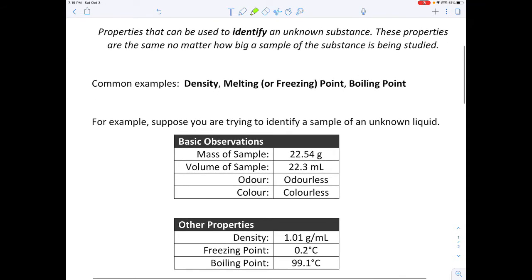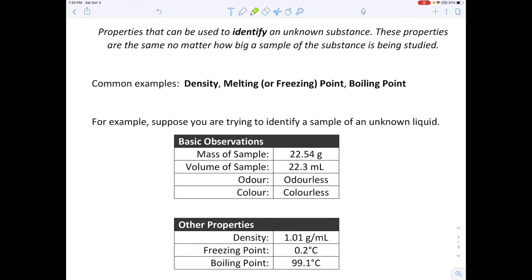Just as an example here, you've got a data table, you've got an unknown liquid you're trying to identify, and you've measured the mass of the sample, you've measured the volume of the sample. Think about that for a moment. If I told you that I have 22.54 grams of an unknown liquid, and then I said, guess what liquid it is, you would laugh at me, right? Because any liquid could have that mass. Knowing the mass does not help identify the substance, so mass is definitely not a characteristic property. If I told you the volume of the sample was 22.3 milliliters, well, by itself, the volume is also not a characteristic property. It doesn't help identify the substance.